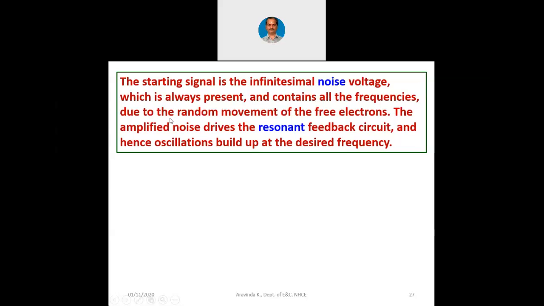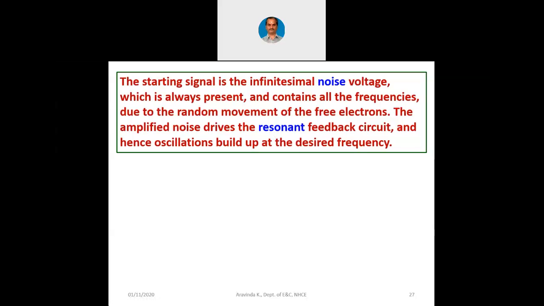So, the noise voltage which is always present contains all the frequencies due to the random movement of the free electrons. The amplified noise drives the resonant feedback circuit. You can see I have marked that resonant with a different color purposefully. The feedback circuit is not a normal circuit now. It is a resonant circuit, meaning it will have resonance. You have already studied this resonance in the course called network analysis.